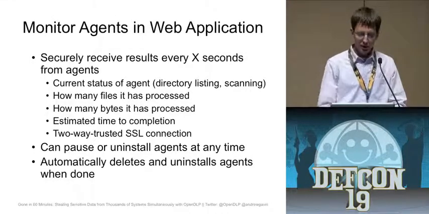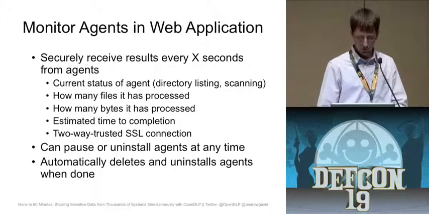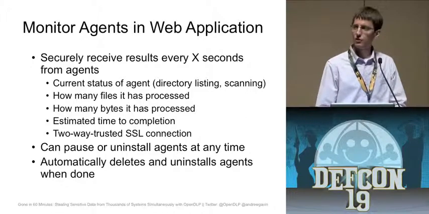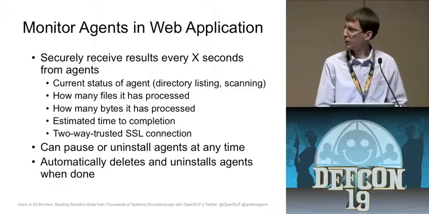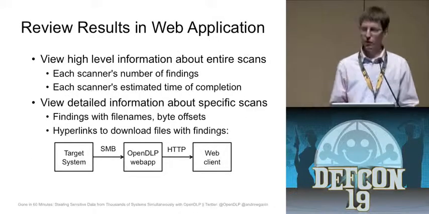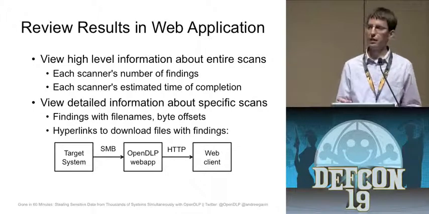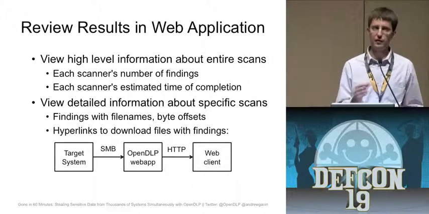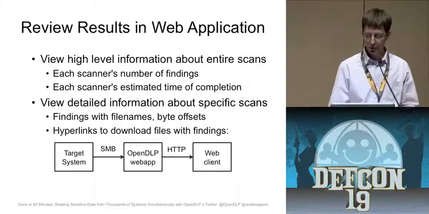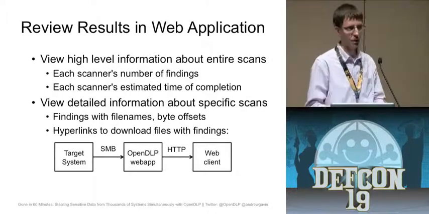In the web app, you can monitor the agents, and as I said before, it's going to ping with results every so often, and you can see how many files and bytes it's processed. You can control the agents: pause, stop, uninstall, resume the agents, and you can also view the results live as they're coming in. If you see a finding, you can download that file just to verify if it's actually there. There'll be a little hyperlink there, and it'll tell you the byte offset inside the file where it thinks it found whatever regular expression. Like I found a SOC number at offset 500 in this file.